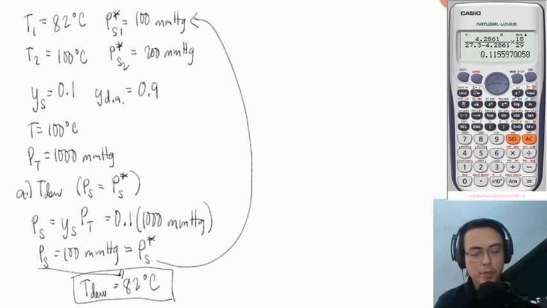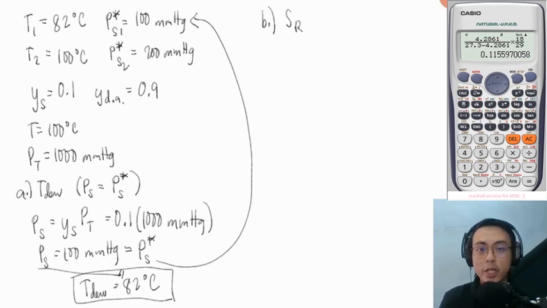Okay? Next. What was the next one? Relative saturation. Relative saturation is S sub R. This is the equivalent of relative humidity. So the definition is the partial pressure of styrene over the vapor pressure of styrene. In this case, what is the partial pressure of styrene? We have already solved for that, 100 millimeters mercury. But the question is, what is the vapor pressure of styrene?